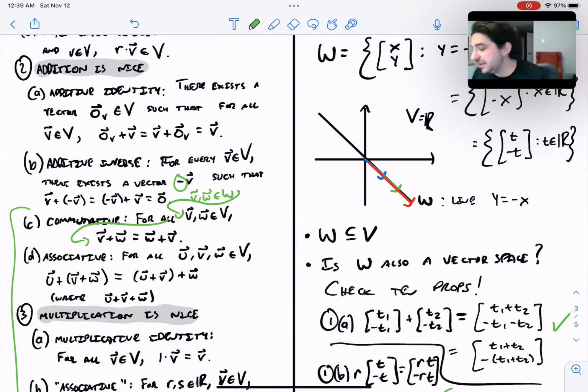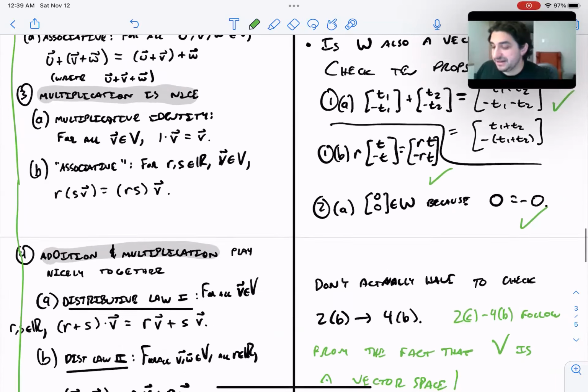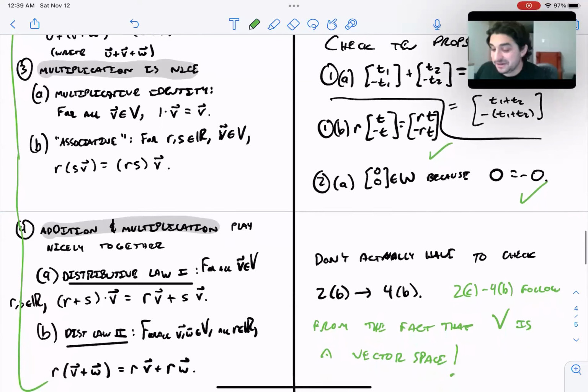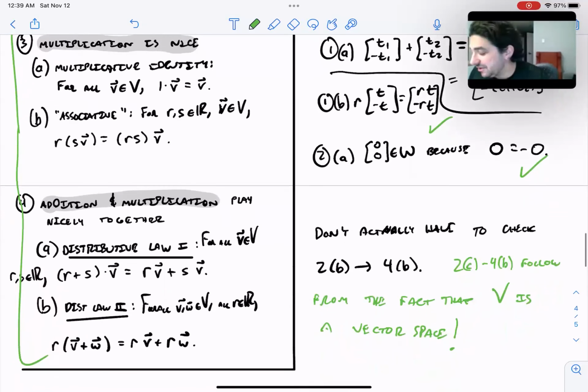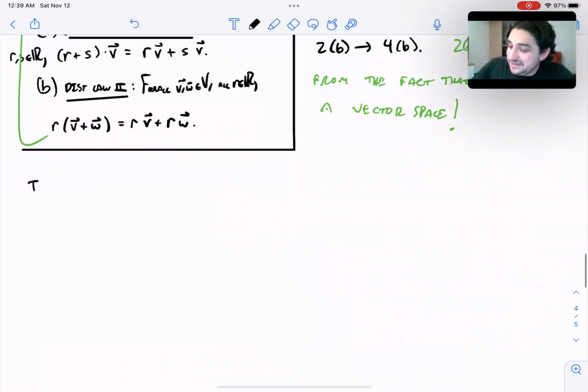And the same thing goes for all the rest of these properties: 2C, 2D, 3A, 3B, 4A, 4B. They all follow from the fact that V is a vector space. So this is extremely convenient. It's often called the subspace theorem.